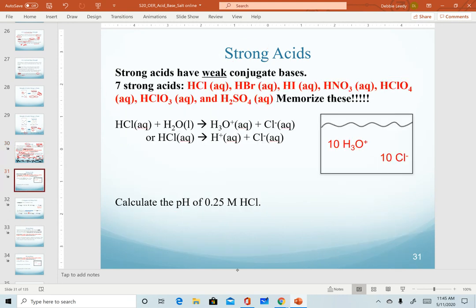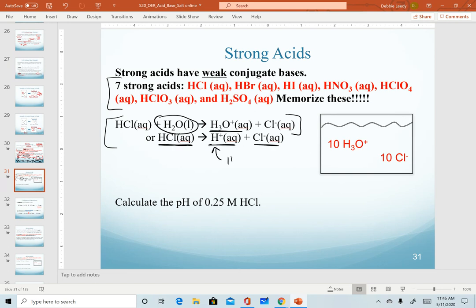All right, so on this slide, again, a reminder of our 7 strong acids, our equation for HCl, and the drawing that we already did. And a note here that for the dissociation of HCl, I will always show the equation in water because that's most accurate, where we get hydronium. However, realize I could just show the dissociation of HCl into H+ and chloride.